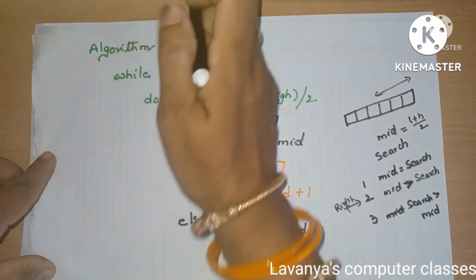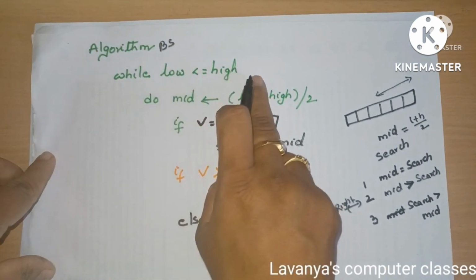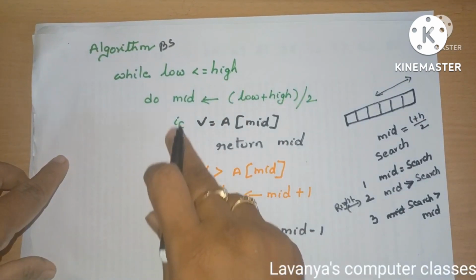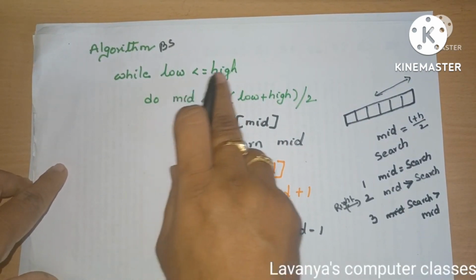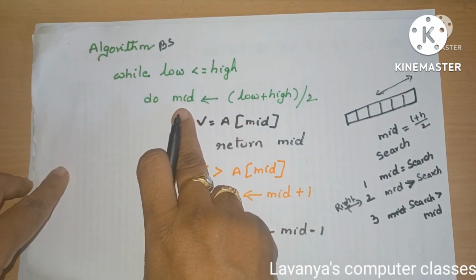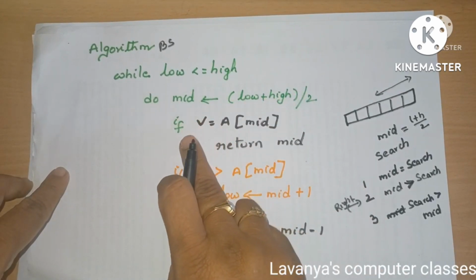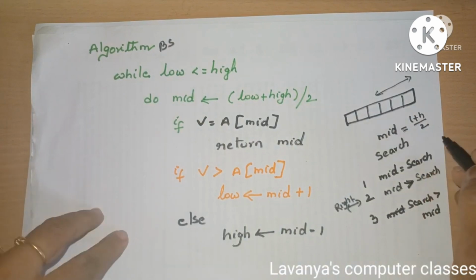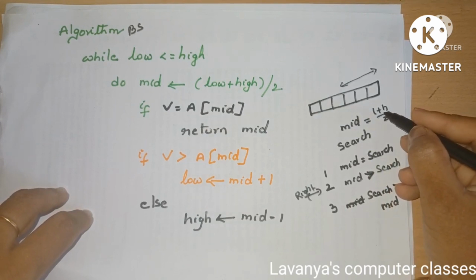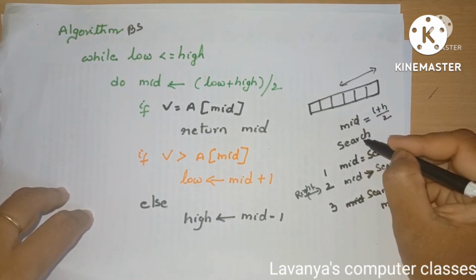So algorithm BS, binary search: while low is less than or equal to high. Here we need the low element and also the high element. I will explain with an example. If the low element is always smaller than or equal to high, then calculate mid. How to calculate mid? Mid equals low plus high by 2. After calculating mid, we need the search element. Then compare the mid element and the search element.